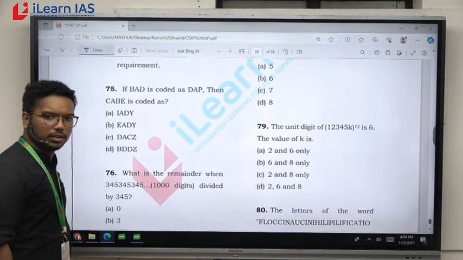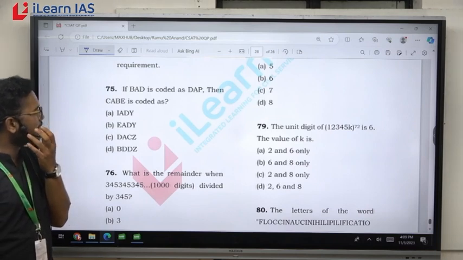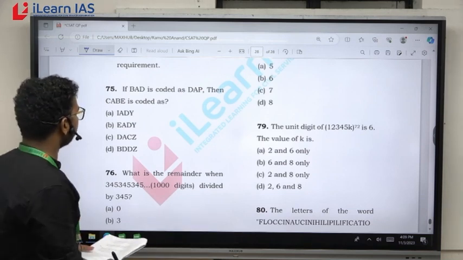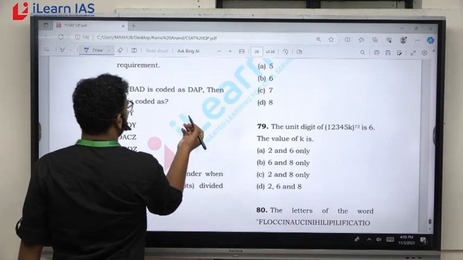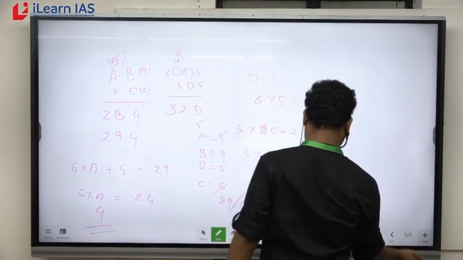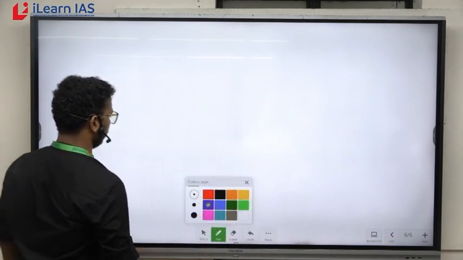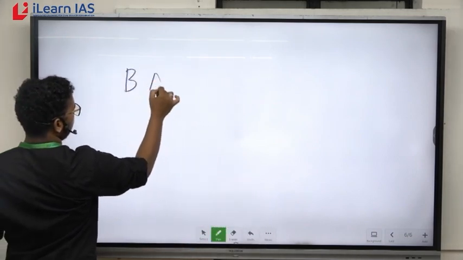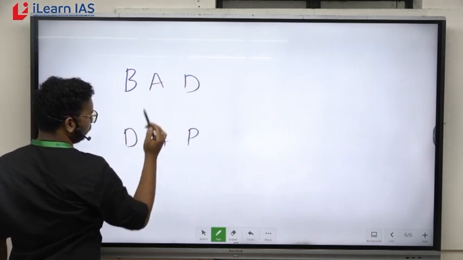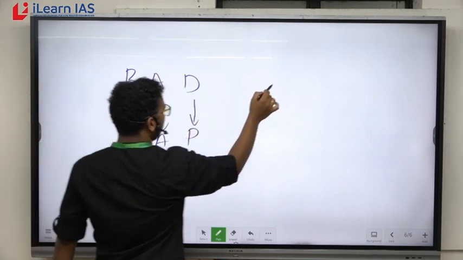Yes. Question number 75. Bad is coded as DAP. Then how is CABE coded?